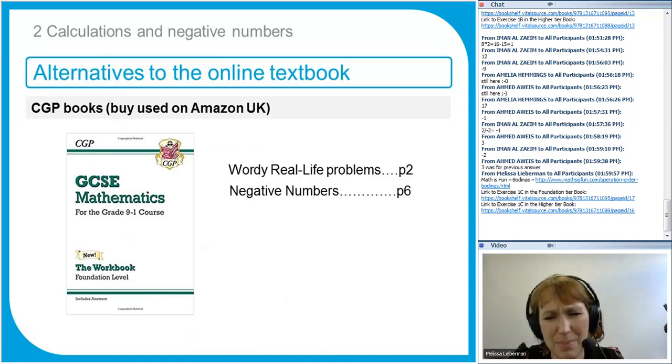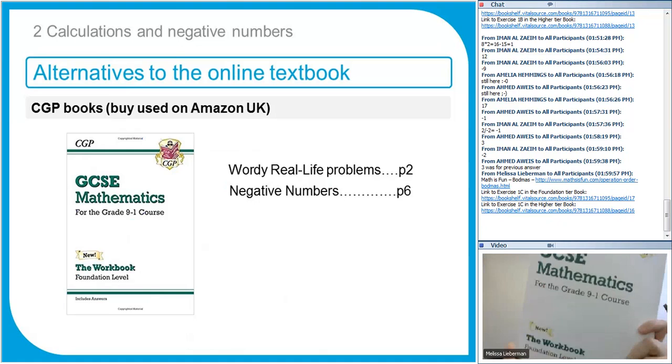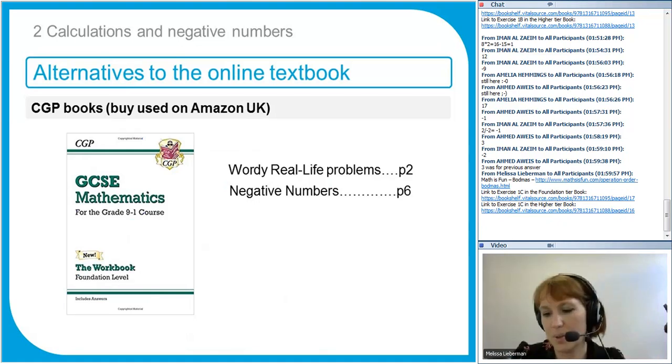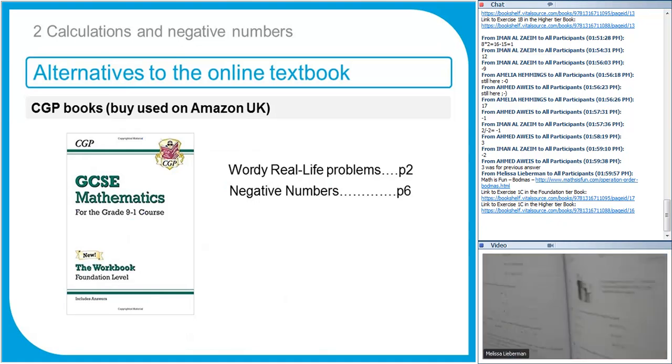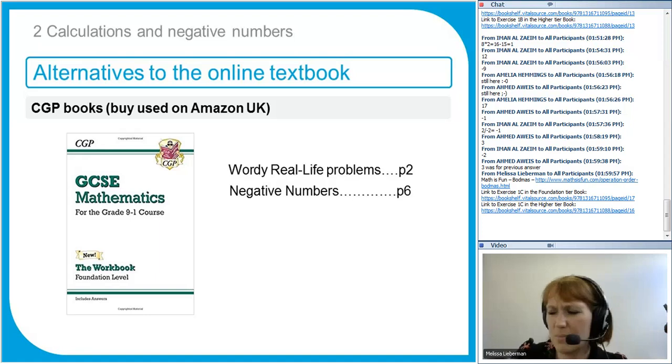Now, if you don't want to work through the textbook, if you're finding it a bit too hard and wordy, I mentioned this in my introduction to the course. This is a really, really good practice book because you just write your answers straight onto the pages. So if you find maths hard and the textbook is really too much for you, this will give you practice of everything in the course. It's really cheap if you buy it used on Amazon.